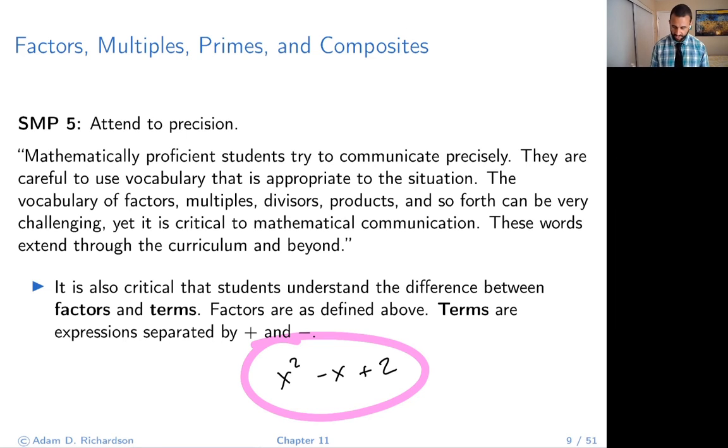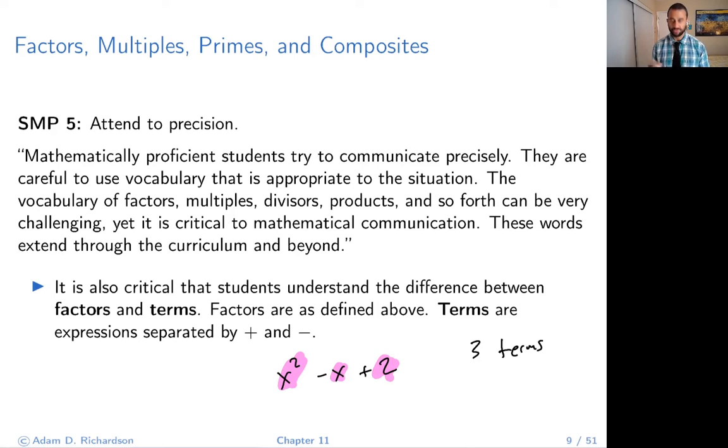Okay, let's do it together. Well, in this expression, there are 3 terms, and they're right here. Here's 1, here's 2, here's 3. There are 3 terms, all right?